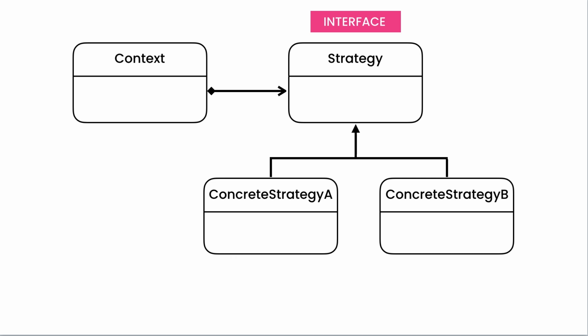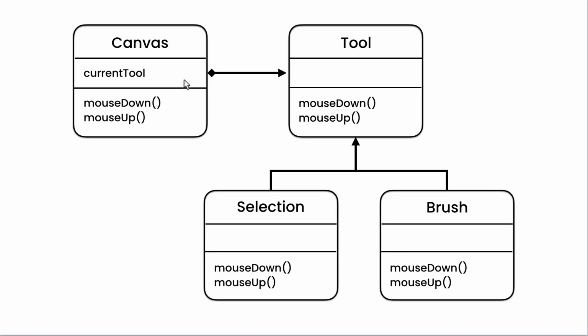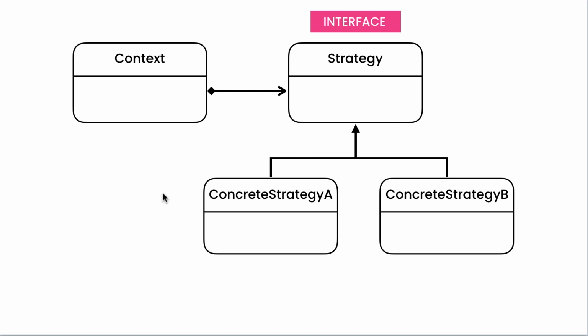Now, if you have been paying close attention, you might be thinking that this looks like the state pattern. Let me bring back the state pattern that we had earlier in the course. So earlier we talked about this canvas class that knows its current tool, and different behaviors are implemented by subclasses of the tool interface. So the structure of the state pattern looks very similar to the structure of the strategy pattern. So what is the difference?